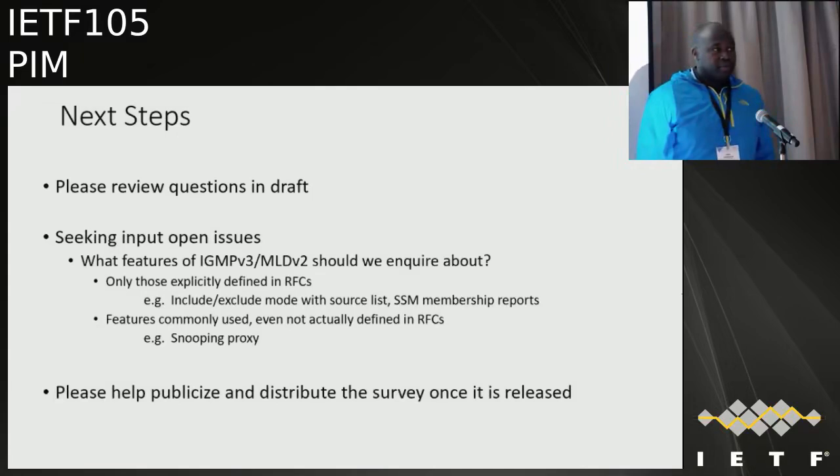IGMPv3 and MLDv2 have lots of stuff in them, and a lot of stuff that nobody ever implemented or used. Lightweight IGMPv3 and MLDv2 was a spec written as a response to that. What if we discover that lightweight IGMP and MLD is a more accurate state of deployment? Could that become the new internet standard? Possible. I guess the first thing is just to get the data first, and then we can decide what to do with it.